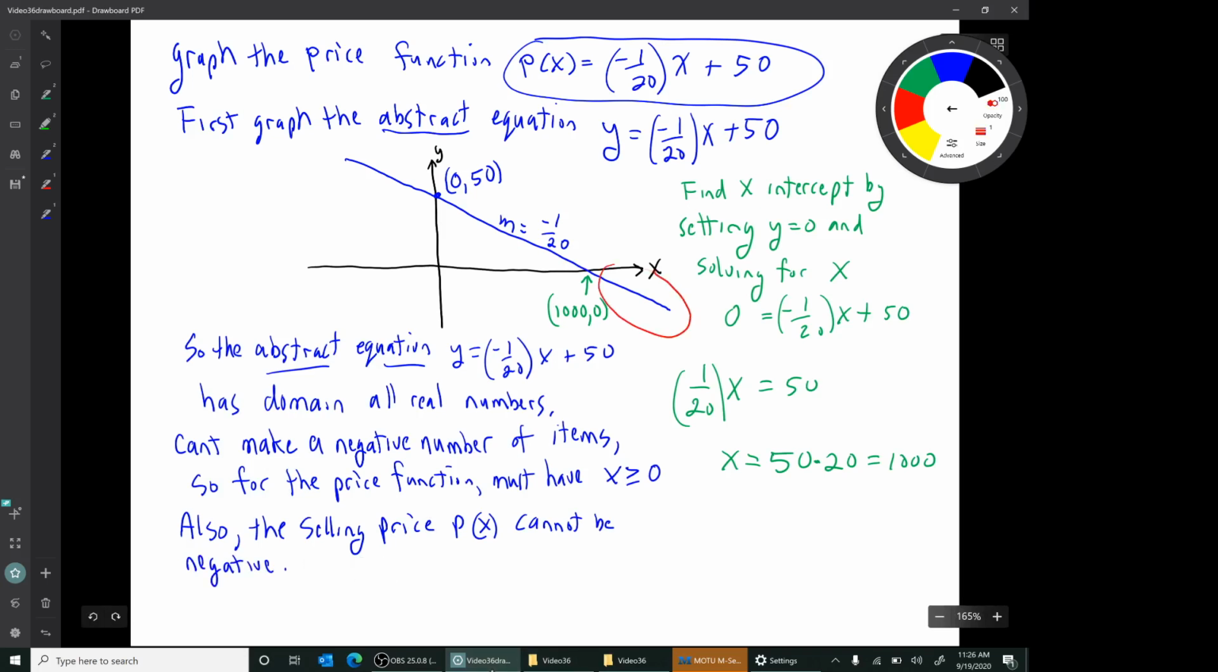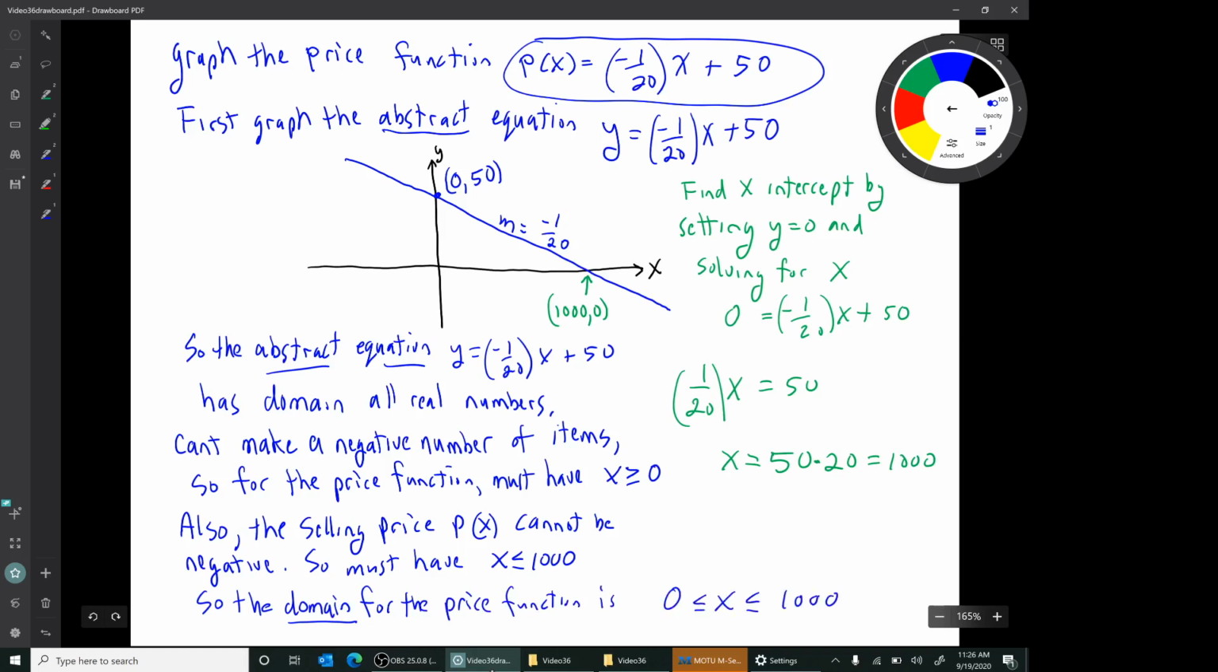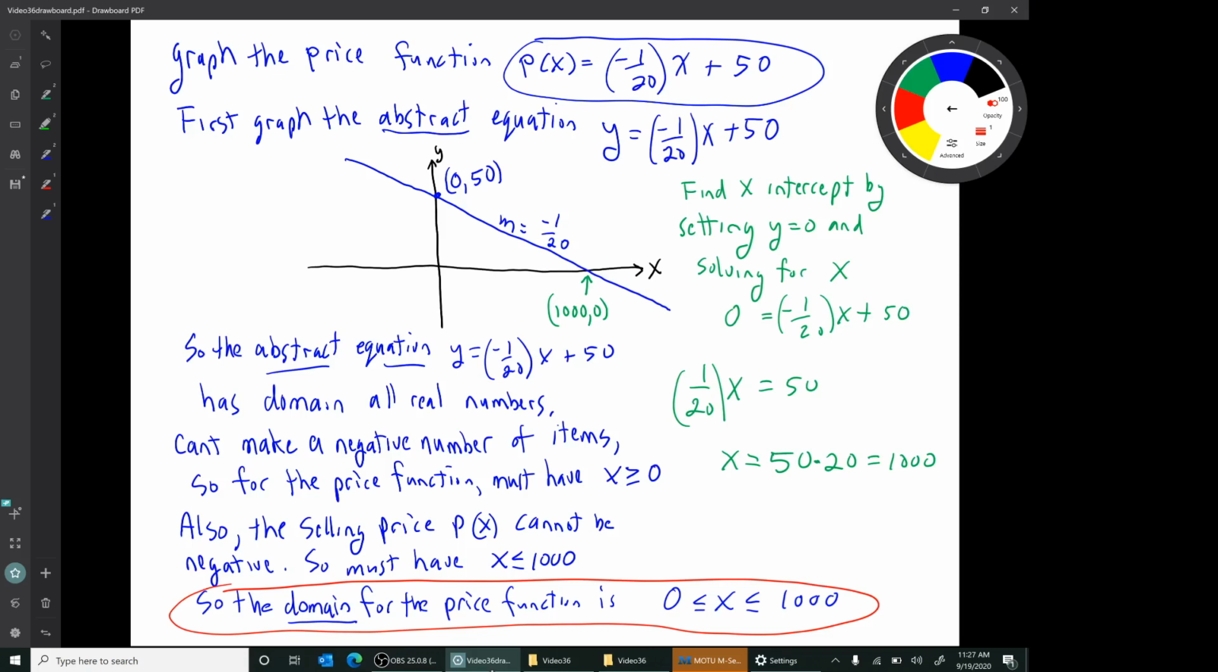We don't actually get to use that red part of the graph to the right of x = 1000. So if I combine these two ideas, that x has to be greater than or equal to 0 and less than or equal to 1000, we get the domain for the price function. So that's our result. The domain of the price function is that interval.